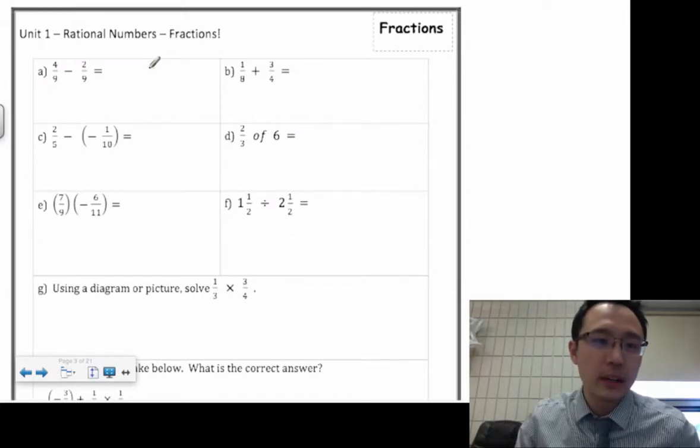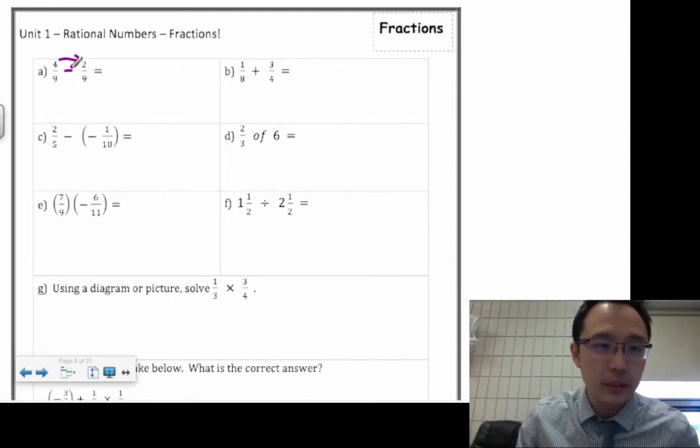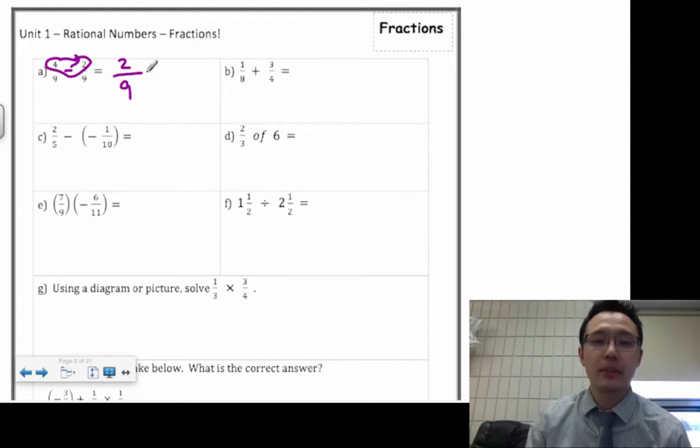Subtract these fractions. Whenever I'm subtracting fractions, I need common denominator. The numbers on the bottom are the same, so subtract the top. So for the subtract 2 is 2. Denominators stay the same, so 2 over 9. Adding, I need common denominators.